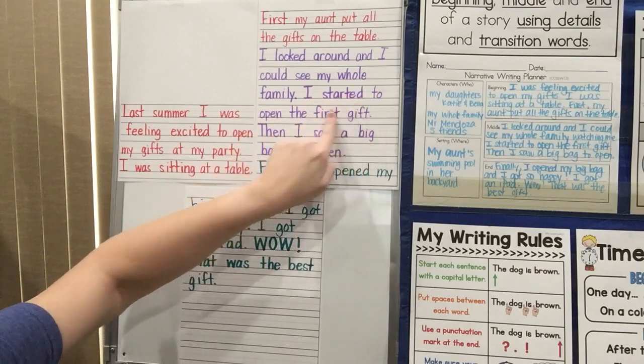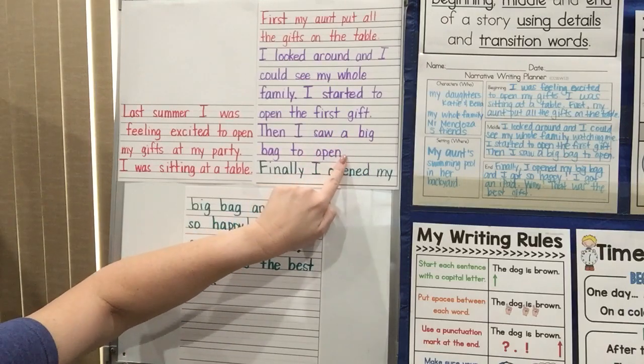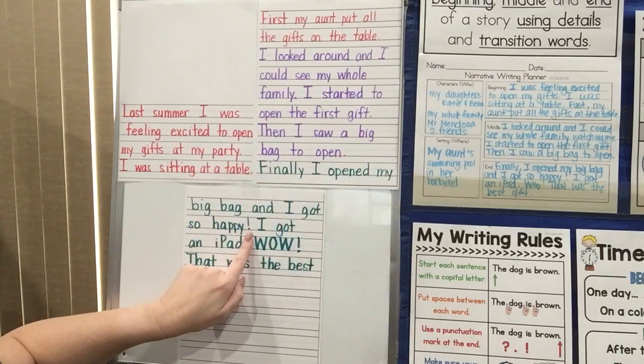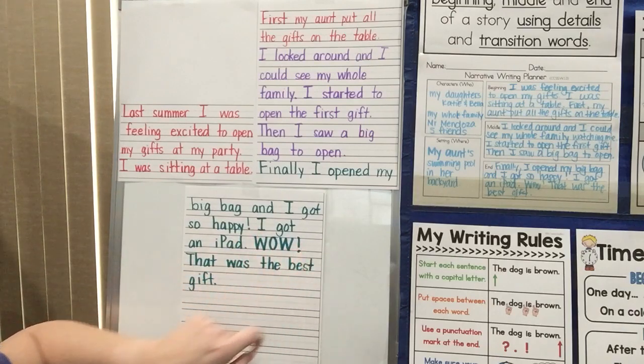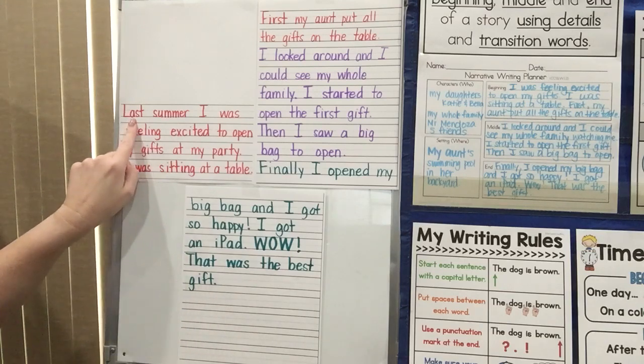And I go, period, capital, go through, period, capital, ooh, exclamation point, capital, period, capital, capital, period. So I've got capital letters, I've got my punctuation, my periods, and my exclamation point. Now I'm going to read it.